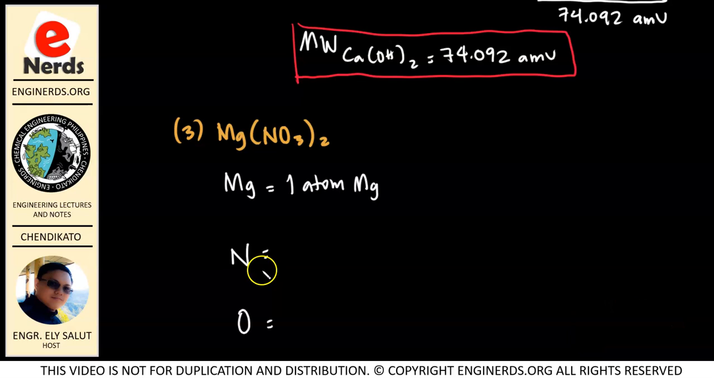Now, for nitrogen, wala tayong nakikitang subscript na katabi ng ating nitrogen. So, it is understood that we have 1 in here. So, we're just going to multiply that sa subscript na nasa labas ng parenthesis. So, 1 times 2 will be equal to 2. So, we have here 2 atoms of nitrogen.